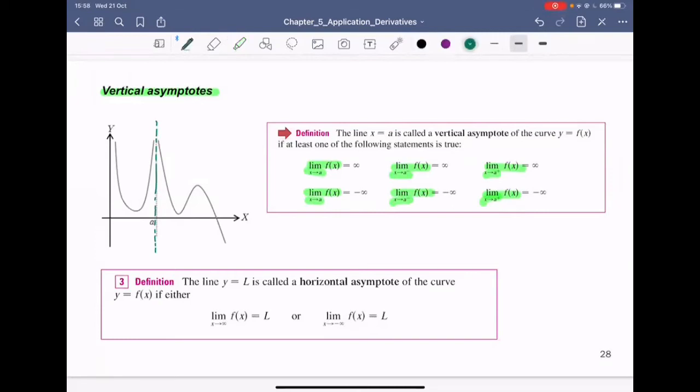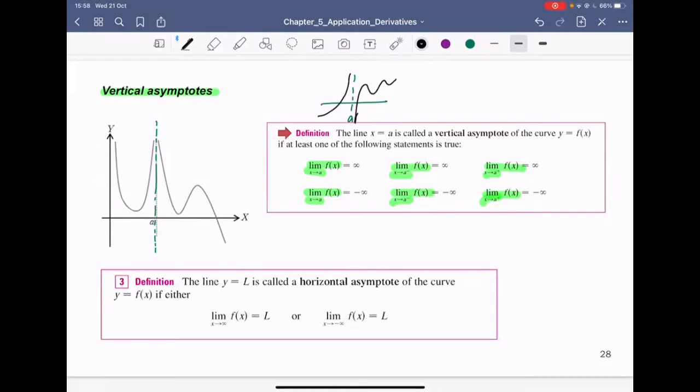Sometimes you're going to have a pattern where one side goes to plus infinity and the other to minus infinity. Well, a is called a vertical asymptote too, because the graph approaches plus or minus infinity at x equal to a.